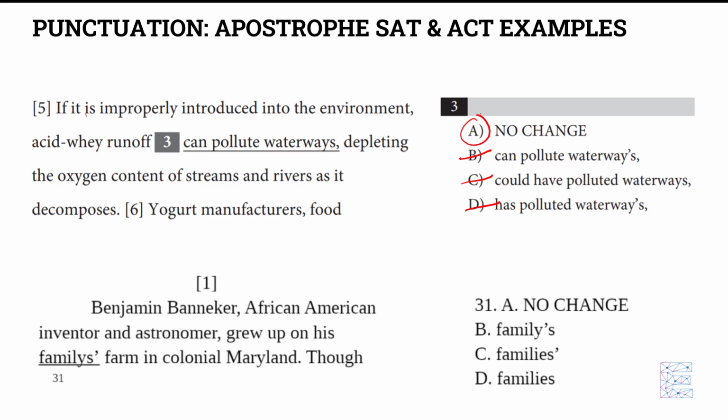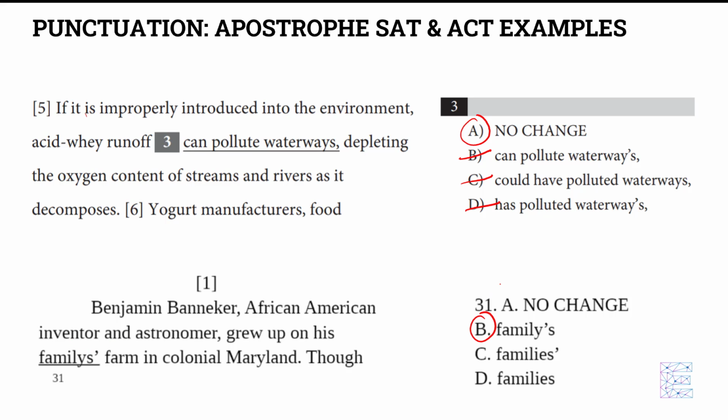All right, so another example. We're trying to answer question 31. So we're focusing on this part right here. Benjamin Banneker, African-American inventor and astronomer, grew up on his family's farm in Colonia, Maryland. So families here is the plural version. They're saying families with an apostrophe after the S. So they're trying to say there are many families, but Benjamin Banneker only has one family, just one family. Therefore, this would not be correct. Since it's a single family, we need an apostrophe after the Y. So it would have to be B.